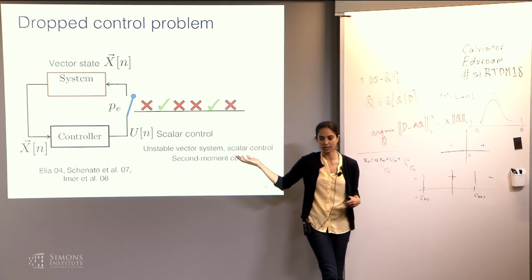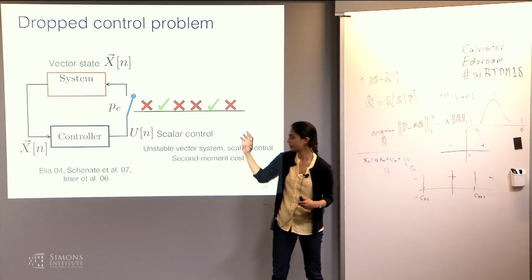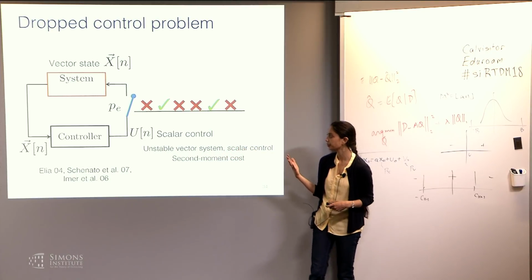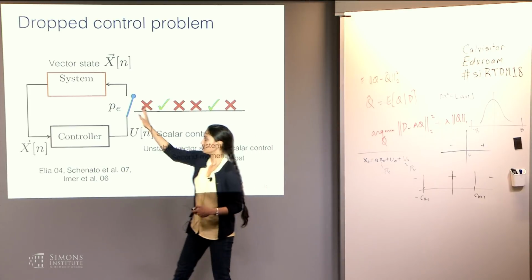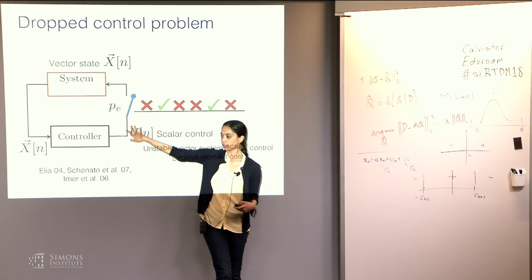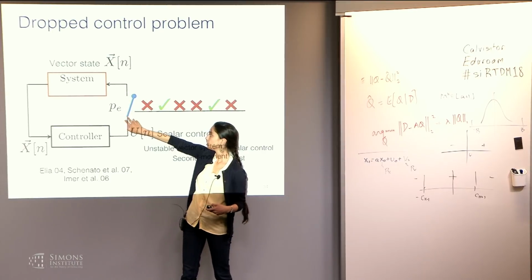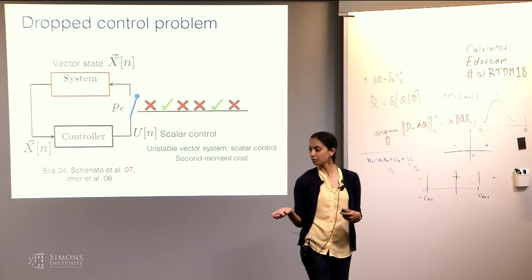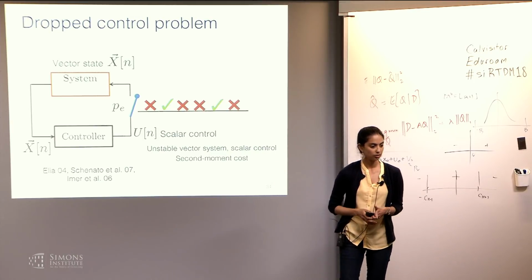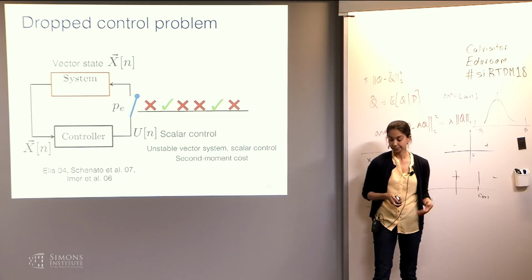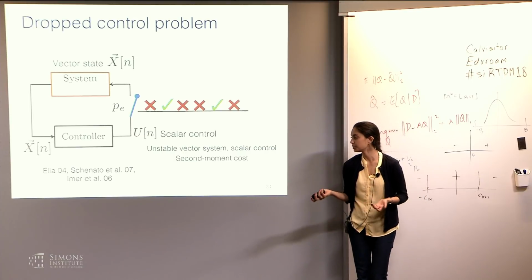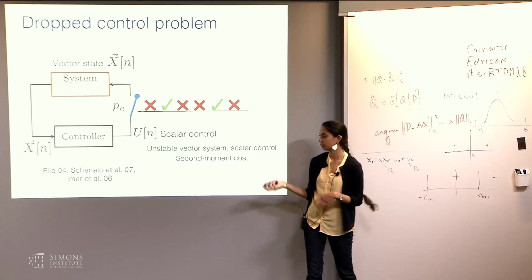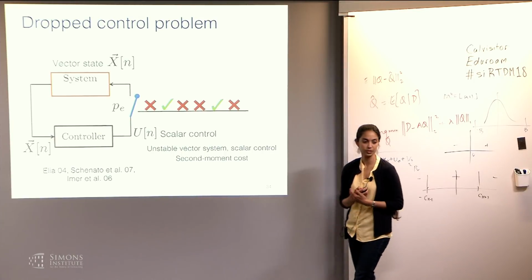And here, let's think about a vector system which is being controlled by a scalar controller. What's happening here is that the system is observed perfectly. The control is a scalar control, but it's dropped with some probability PE. So with probability PE, all you send is a 0. And this problem has been studied by Nicola Elia, Serdar Yüksel, Luca Schenato, as well as others.